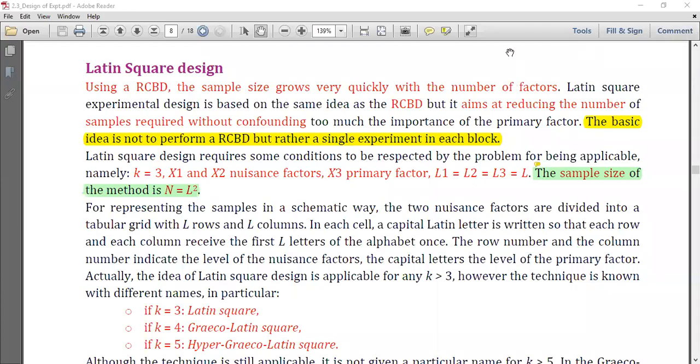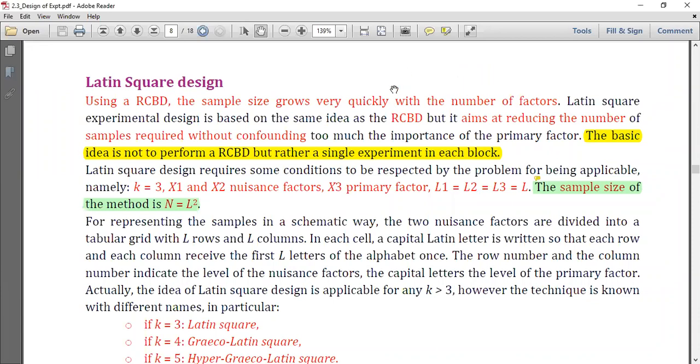Hello, I welcome you all to the next type of experimental design. In this video, we'll be learning about another type, that is Latin square design, LSD.